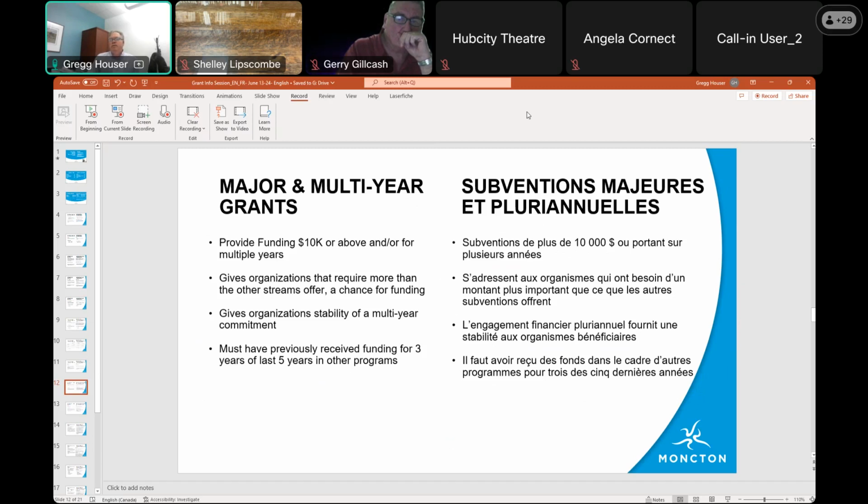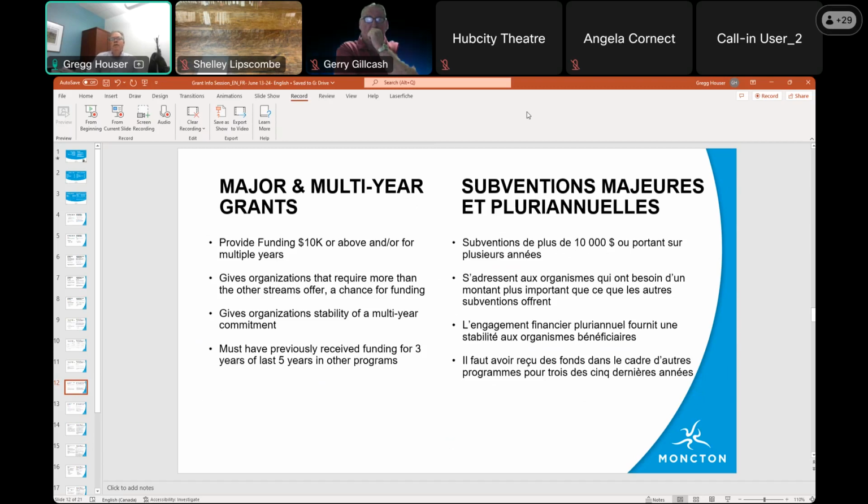A couple of the reasons we've done the major multi-year grants in the past: it gives organizations a larger chance of funds than the other streams offer. Also, it helps in leveraging other sources of funding, other governmental agencies. Also, it gives organizations stability so that over the next 3 years, you've got a committed amount of money coming from the city of Moncton based on a successful application.